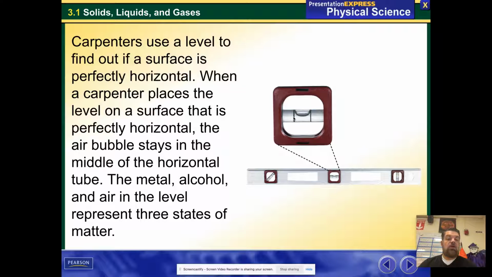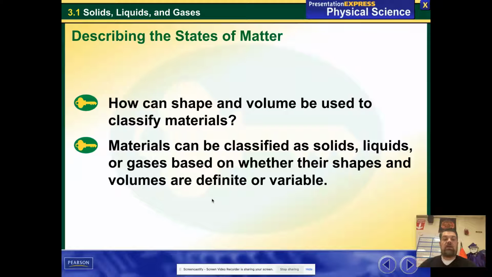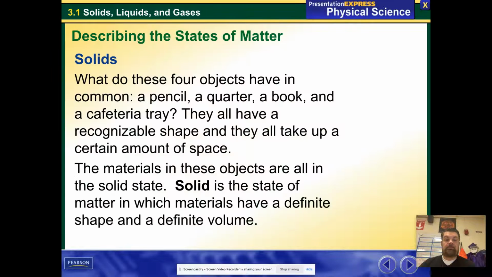The metal, alcohol, and air in the level present three phases of matter. Okay, so the metal, this part right here, is a solid. There's liquid in here, water, and then there's a gas. So how can shape and volume be used to classify materials? Materials can be classified as solids, liquids, or gases based on whether their shapes and volumes are definite or they vary. So solids.